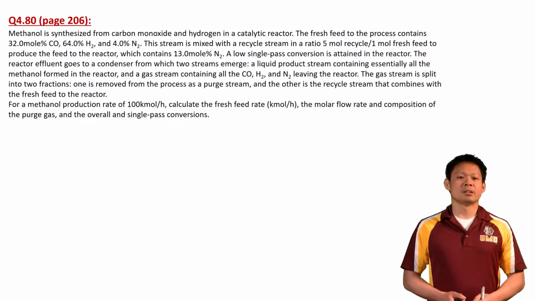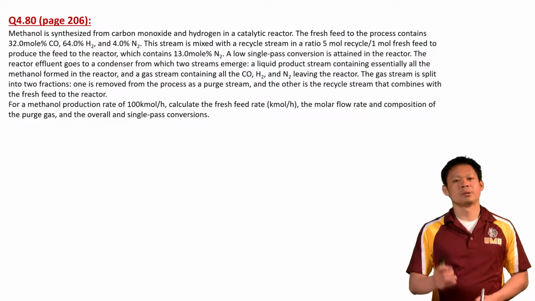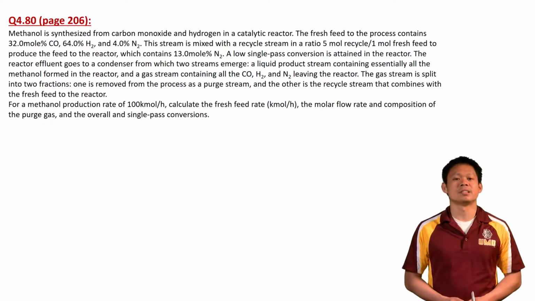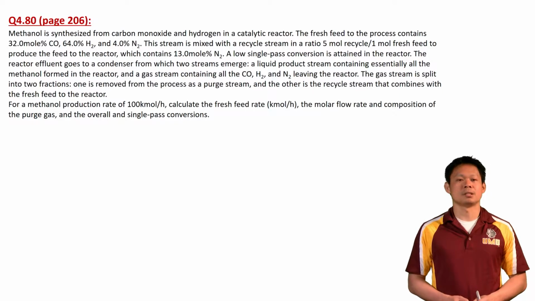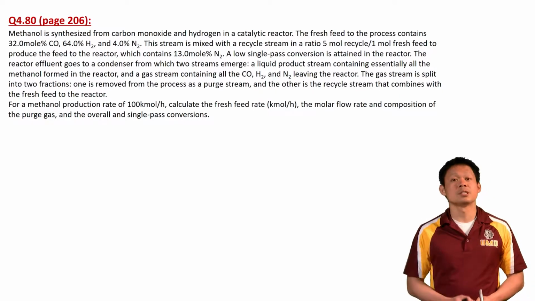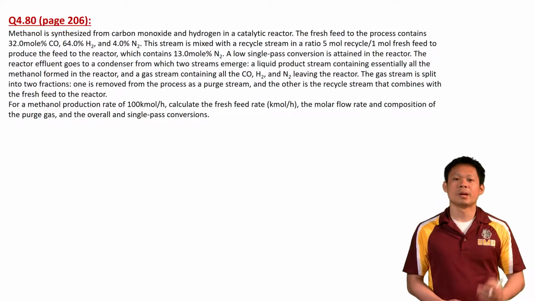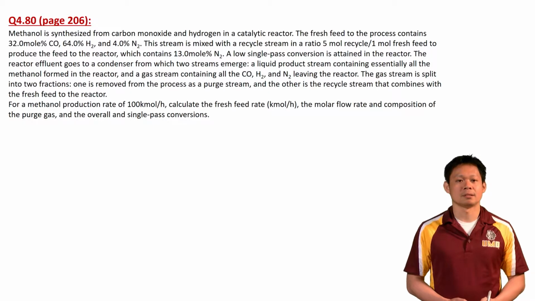So we're given a methanol production rate of 100 kilomoles per hour. We're going to calculate the fresh feed rate, molar flow rate and composition of the purge, and the overall and single pass conversions of this entire process. All right, now what I want you to do is just pause this video, draw the skeleton, label the flow chart, circle all your unknowns, and then we'll come back and start to do the degree of freedom analysis.